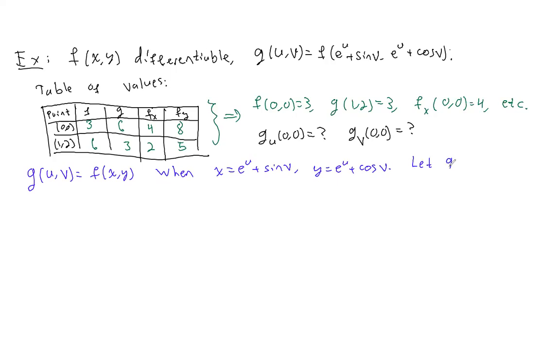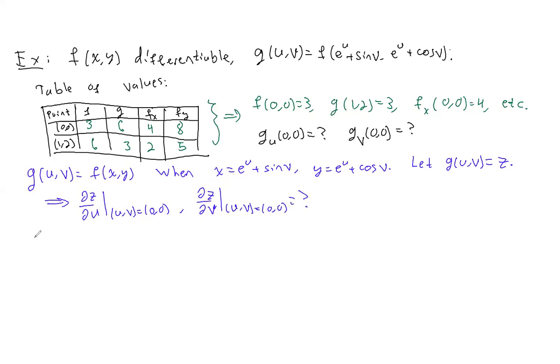So let's say we're going to let G(u, v) equal z. Then what we really want in that case is del z, del u at the point where (u, v) equals (0, 0), and del z, del v at the point where (u, v) is equal to (0, 0). That's what we're really looking for.